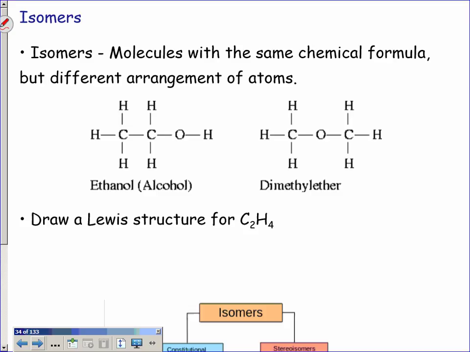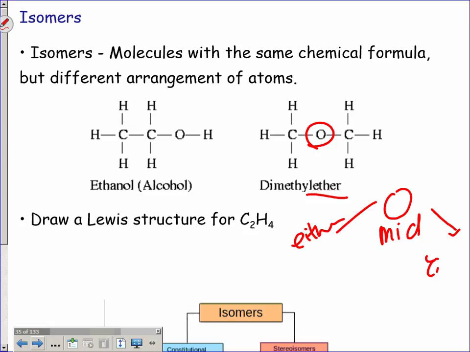One more term to talk about is isomer. We have an example of an isomer here, ethanol and dimethyl ether. Ethers are something with an oxygen in the middle and something on either side. Okay, so an isomer is going to be a different structure, same formula.